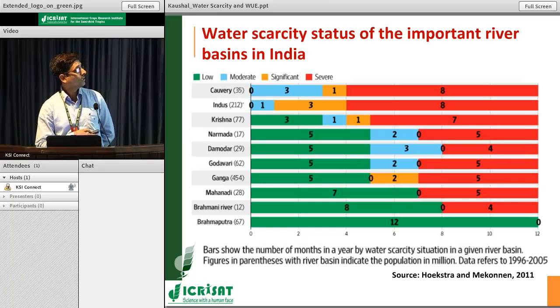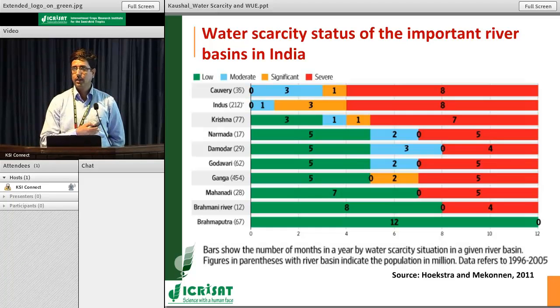This is the situation for the different important river basins in India. Red color shows scarcity, and the number shows the number of months. It shows that most of the river basins have more than 4 to 5 months of water scarcity.